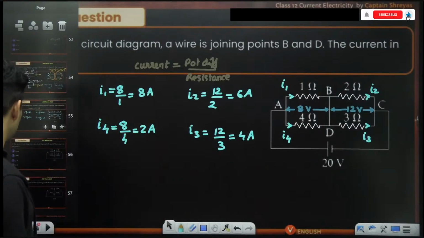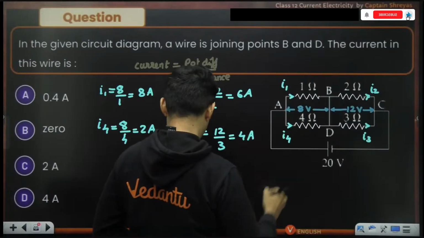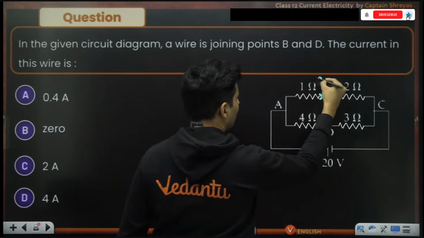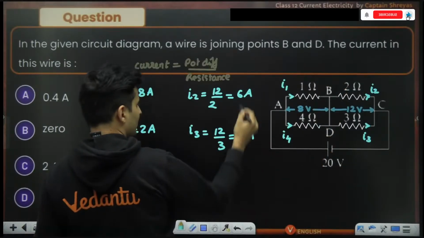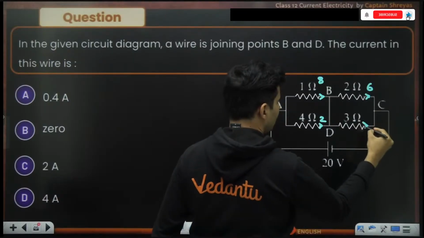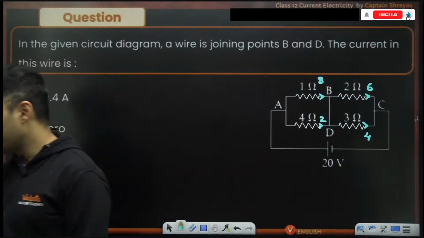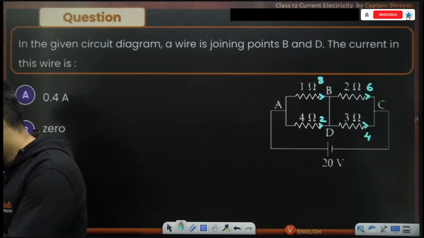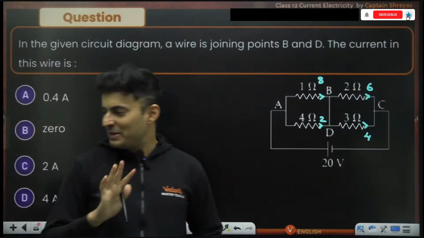Anyways, let me mark. I1 is 8, I4 is 2. This is 8 amperes. This is 2 amperes. This is 6 and this is 4. Now I think you can get it. Just think about it. Now I think you will be able to get it.